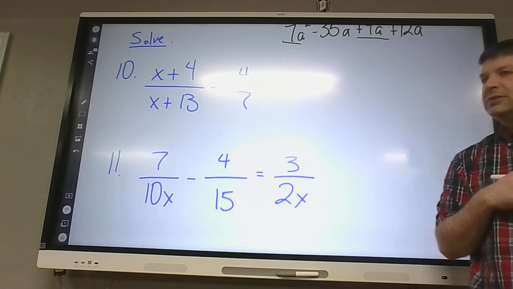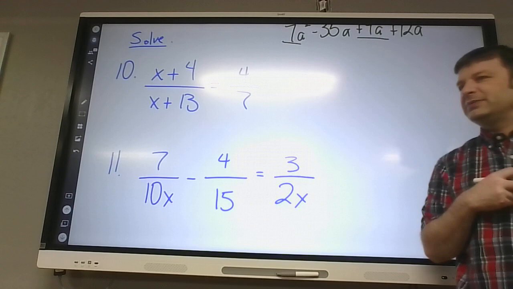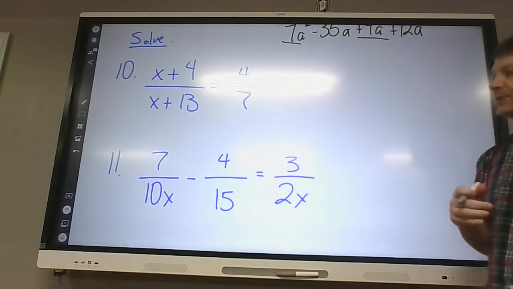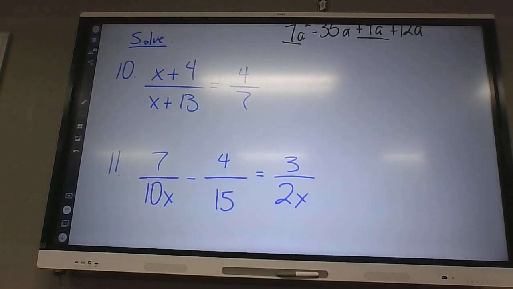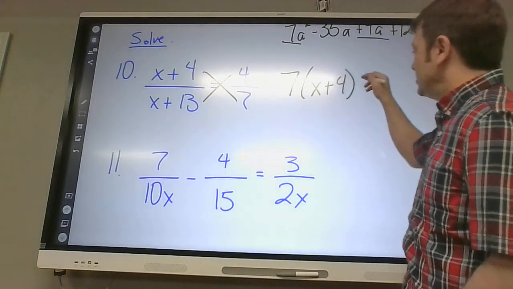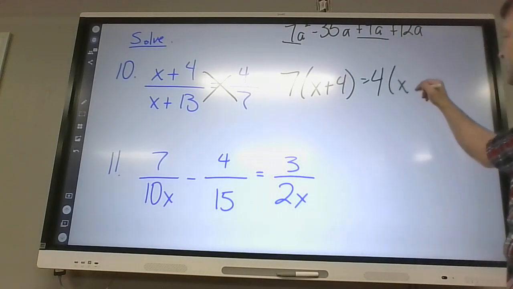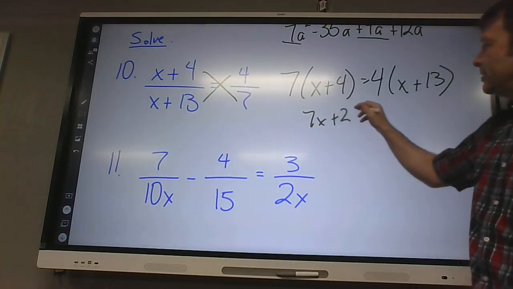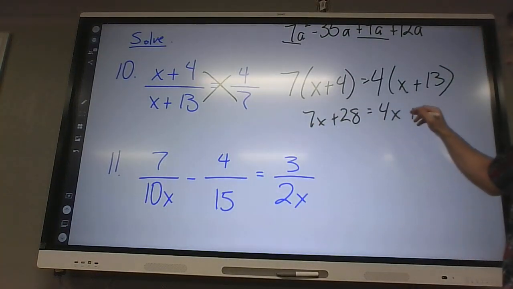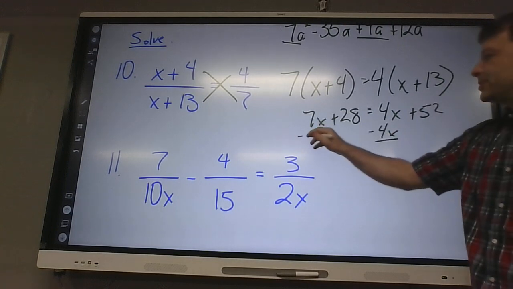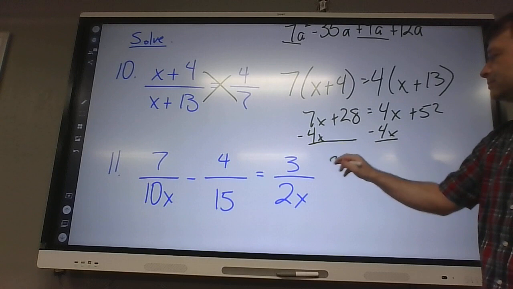It'd probably be a little easier to just get rid of the fractions first. So if you cross multiply, you get 7 times x plus 4 equals 4 times x plus 13. Then you've got a basic algebra problem after that. You've got x's on both sides, so you need to subtract them off one side.